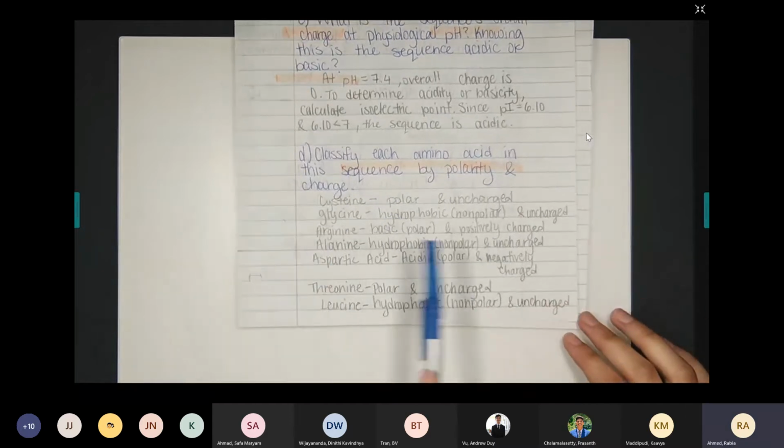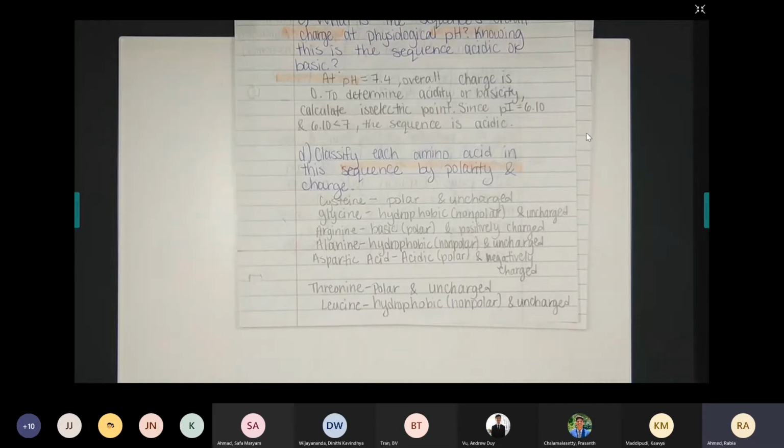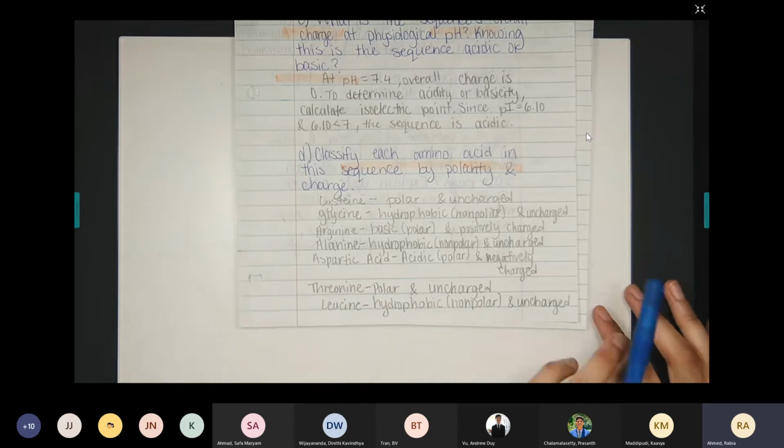So just make sure to memorize not only the amino acids, but their properties. For example, is it polar, hydrophobic, hydrophilic, aromatic, and so on.